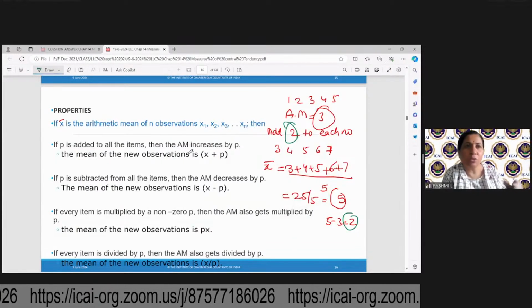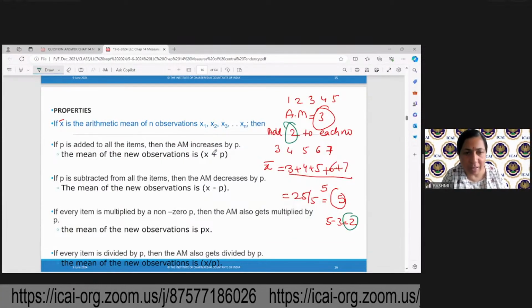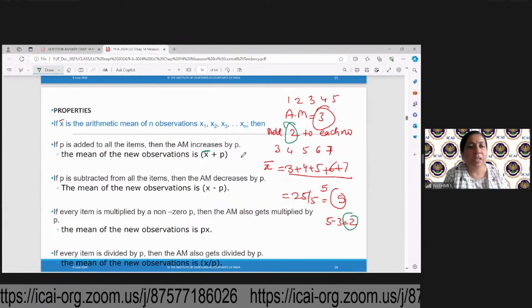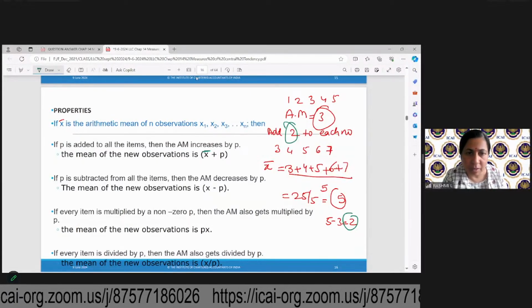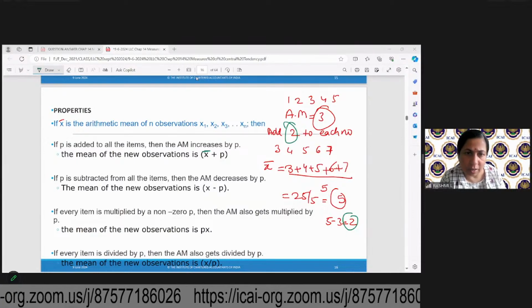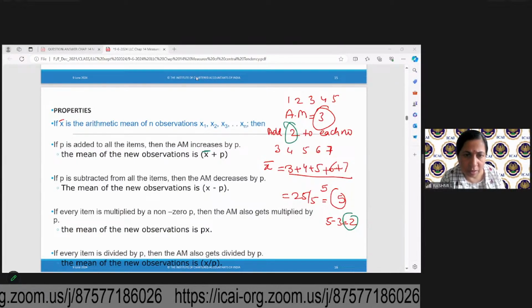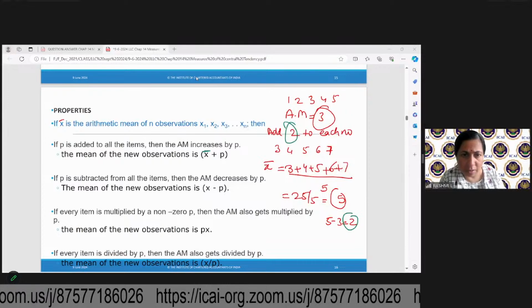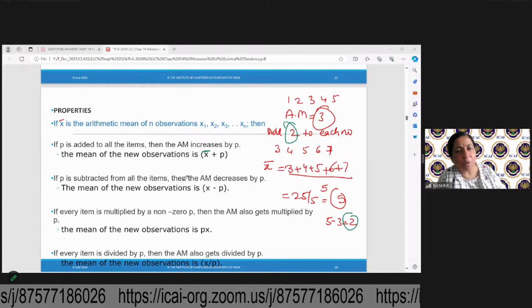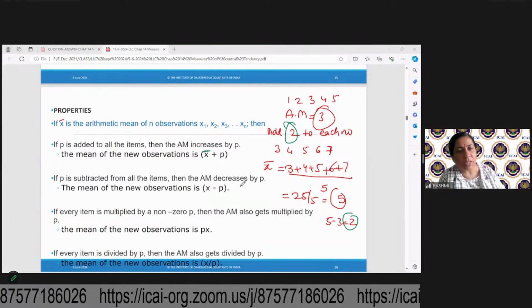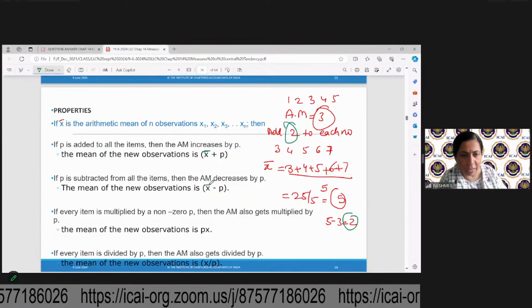So whatever average you got earlier, x bar, the new number will become x bar plus p. Yes, very good. Similarly, if p is subtracted from all the numbers, then the arithmetic mean also decreases by p. So it will be x bar minus p.